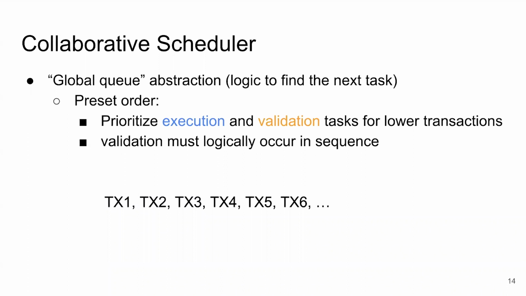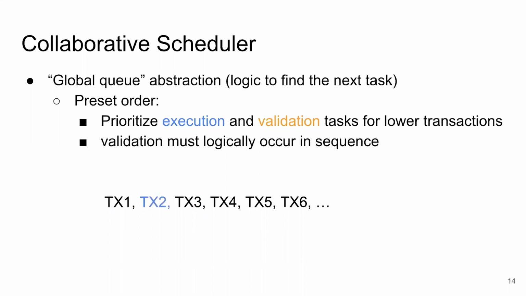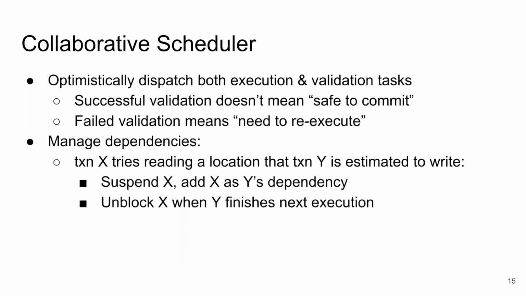And the validation must logically occur in sequence, meaning if we executed these 3 transactions and then we validated them, and validation of 2 failed, we know that 2 has to be re-executed, but actually 3 needs to be revalidated, because 2 might change something, and because we fixed the order, 3 will have to reread this. So we can go through this quickly. Essentially, this is what the scheduler does, right?